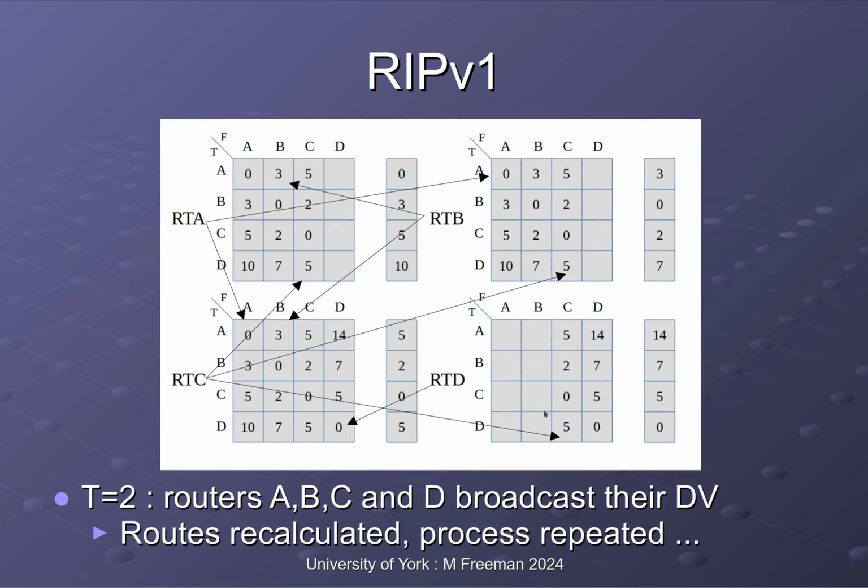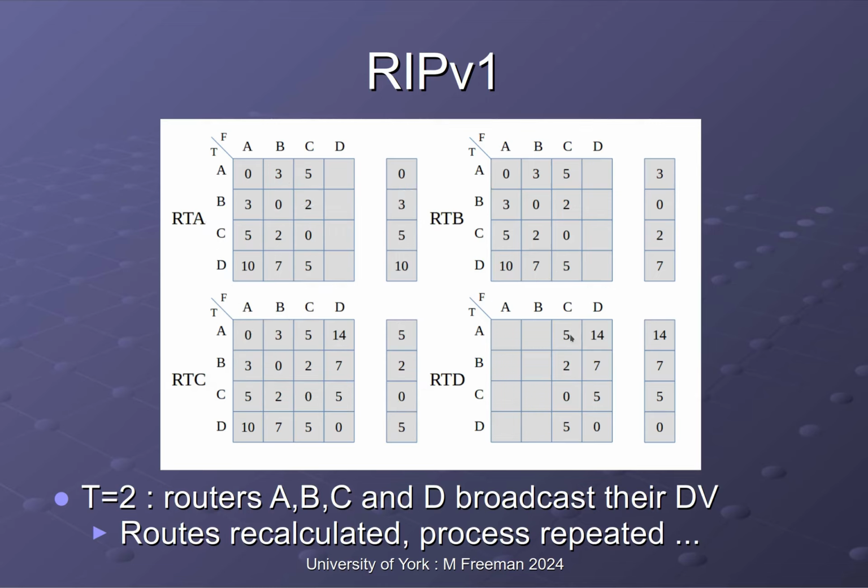So again, they all broadcast. So now C is updated with a shorter path to A. So going from A to B to C rather than from A to C. So that goes down to 5. And obviously that will be broadcast to everybody else. So they'll update their distance vectors accordingly.